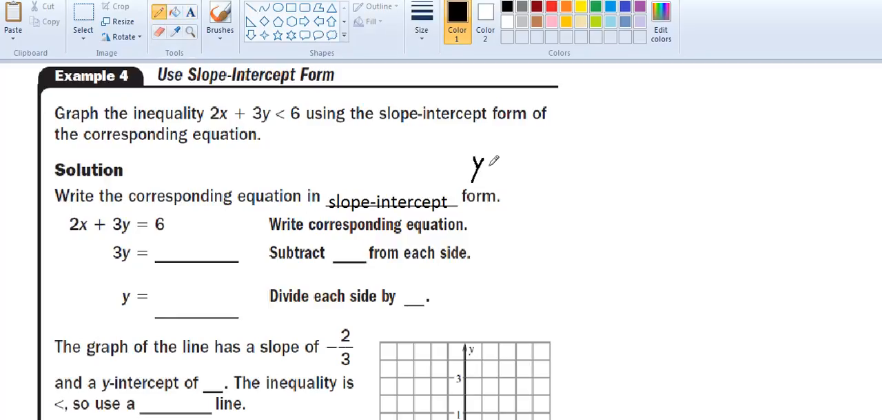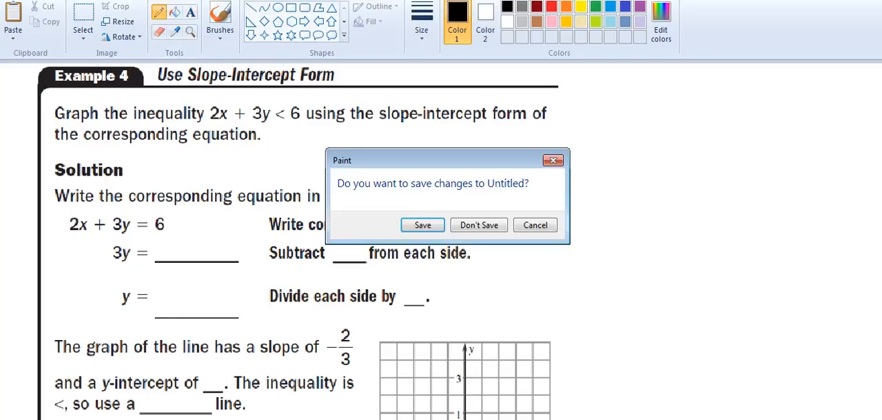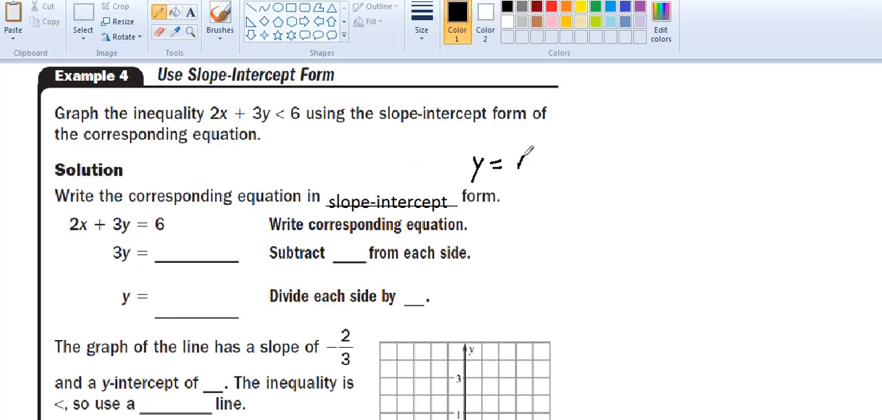Now, if you remember that, it looks a little bit like this. It's y equals mx plus b. So the m is the slope, the b is the y-intercept. Okay, so what we're going to do is treat this inequality, 2x plus 3y is less than 6, as an equation.